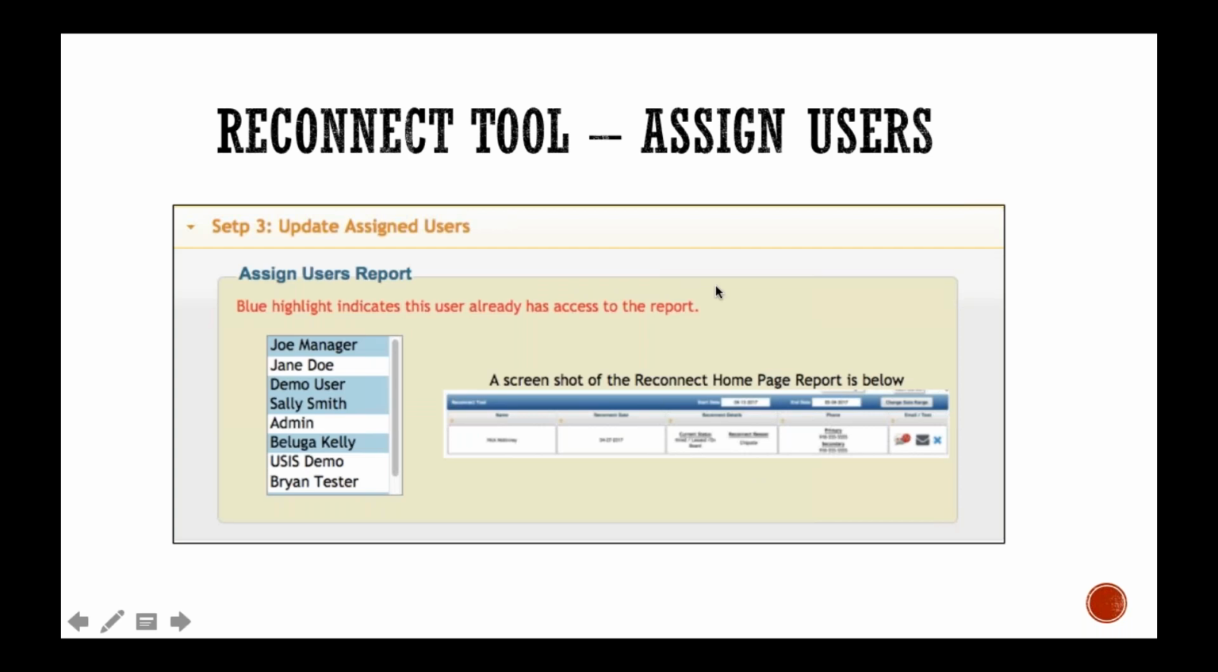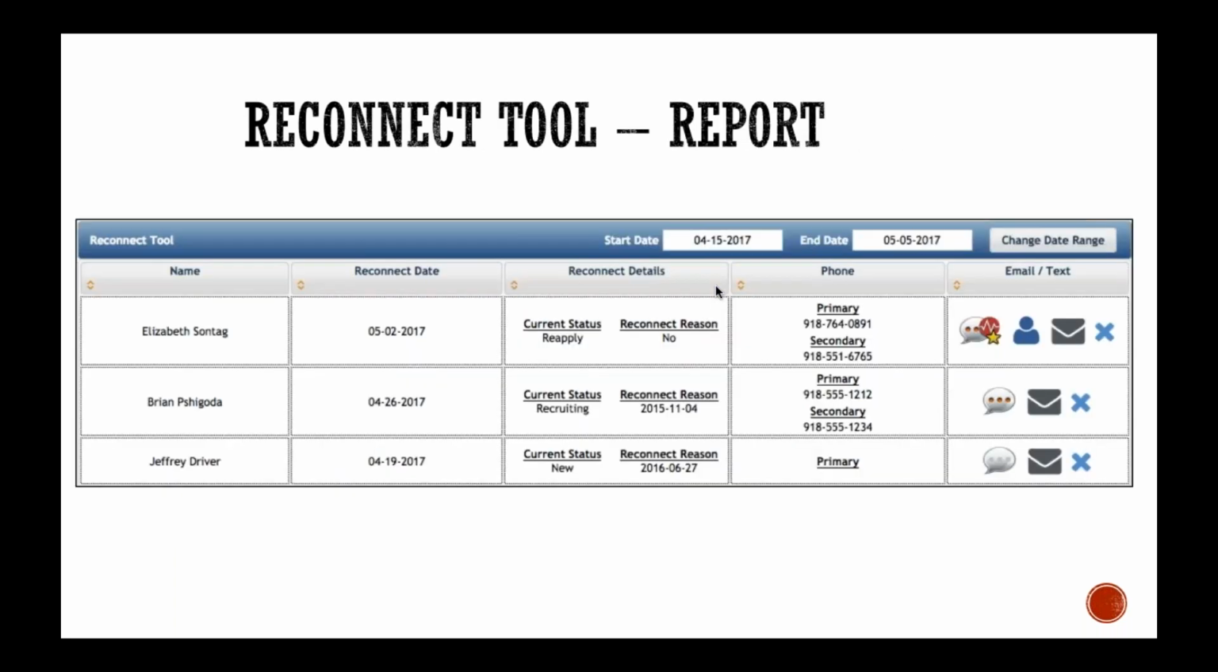You can also assign the users. So I mentioned this in the very beginning. You can select the users that should have access to this homepage report. So when you first log into 10th Street, that very first page is your homepage. It will show on that particular report, and you'll be able to communicate and set those specific parameters by the recruiters that you want to assign.